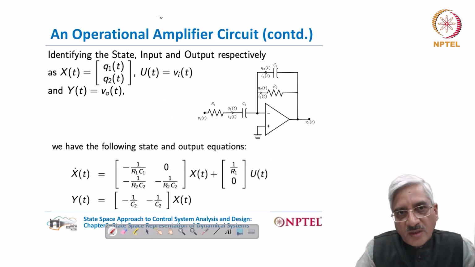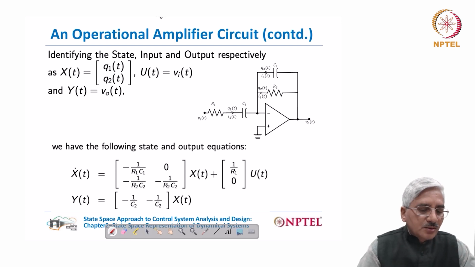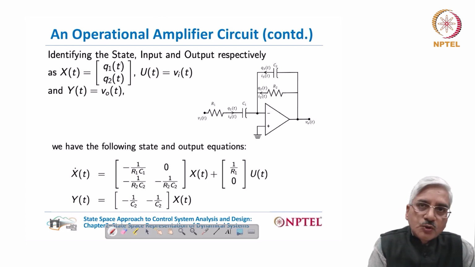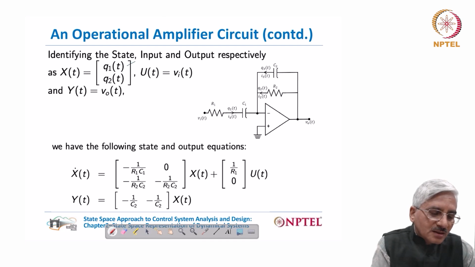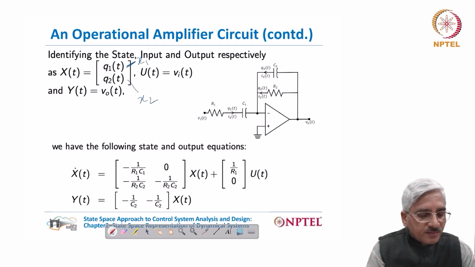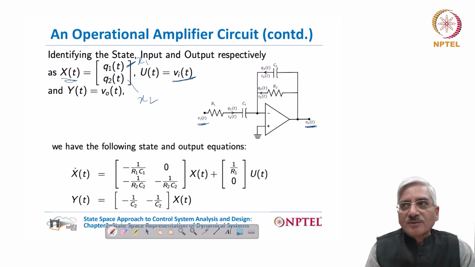Once we got the equations, the next job is to convert them into the standard state space form. So we have to identify the state variables, which are now identified like this. The charge Q1 we identify as the state x1. Charge Q2 we identify as the state x2. So we have the state vector x(t) equal to x1, x2, which is Q1 and Q2. The input is of course the applied voltage Vi, and the output is the output voltage of the operational amplifier, which is Vo.